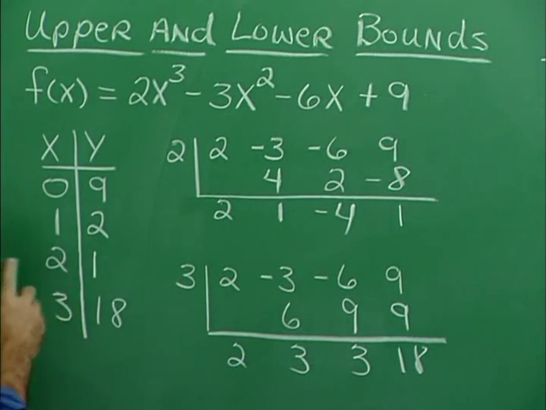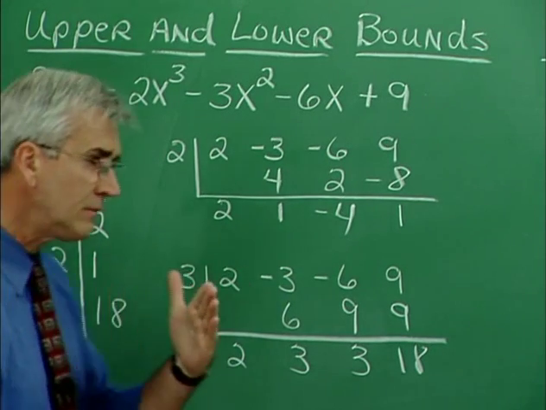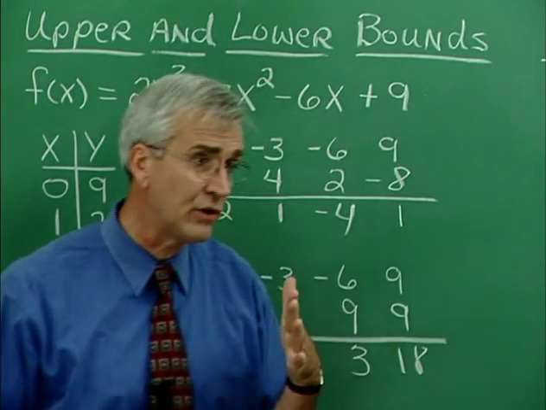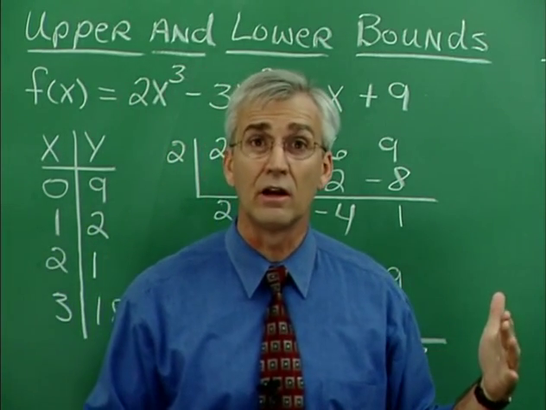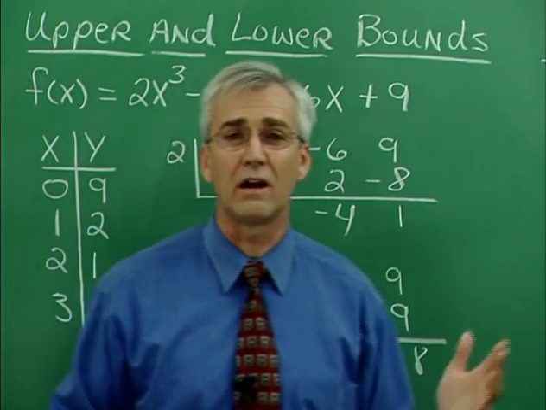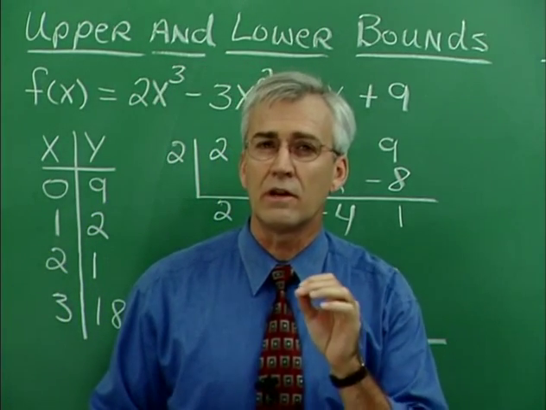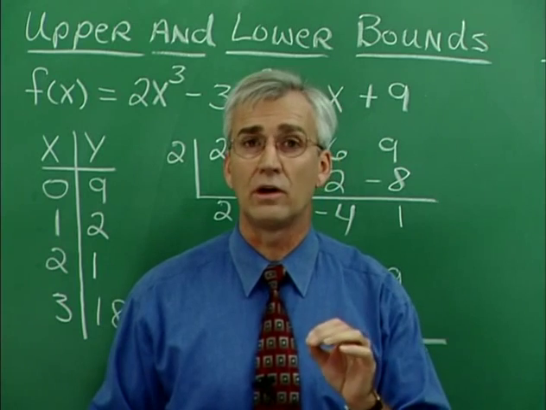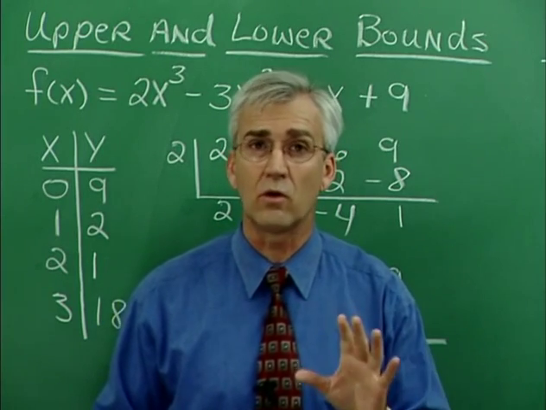But the notion is that we could try positive integer values until we get really tired, you know, up to 10 and 12 and so forth, and these numbers will get out of hand. But the upper and lower bounds rule will allow us to limit those number of trials right quick.